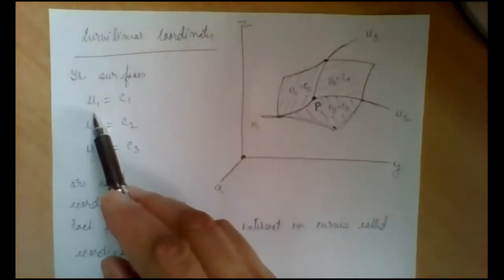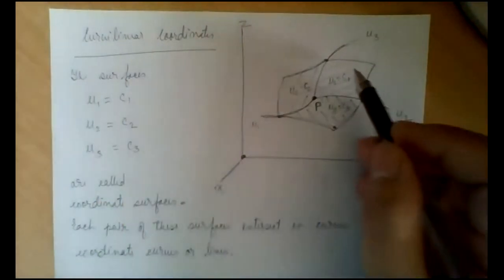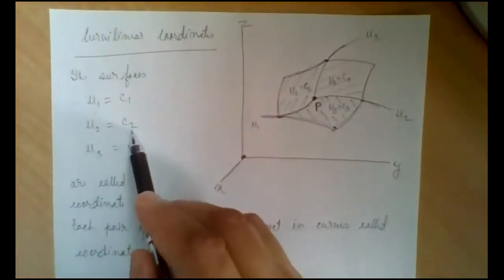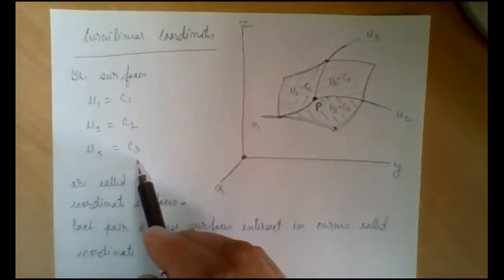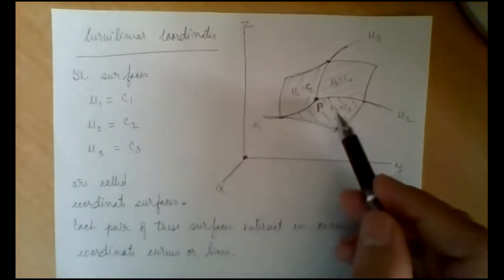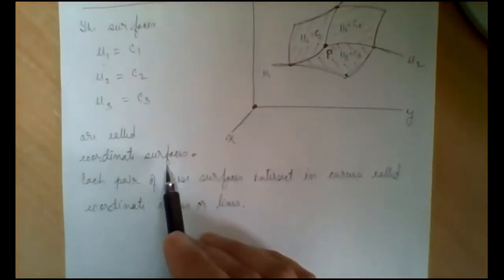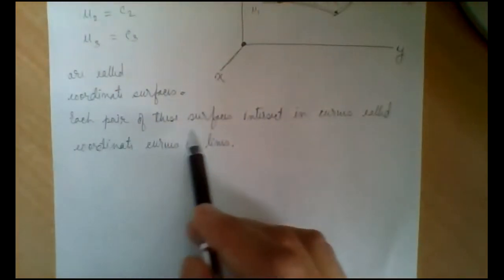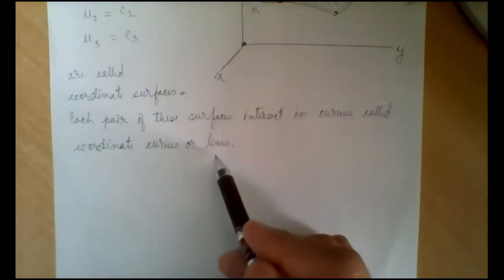So for the curvilinear coordinates, u1 equal to constant represents this surface, u2 equal to c2 represents this surface, and u3 equal to c3 represents this surface. These three surfaces are called coordinate surfaces. Each pair of these surfaces intersect in curves, and these curves are called coordinate curves or coordinate lines.